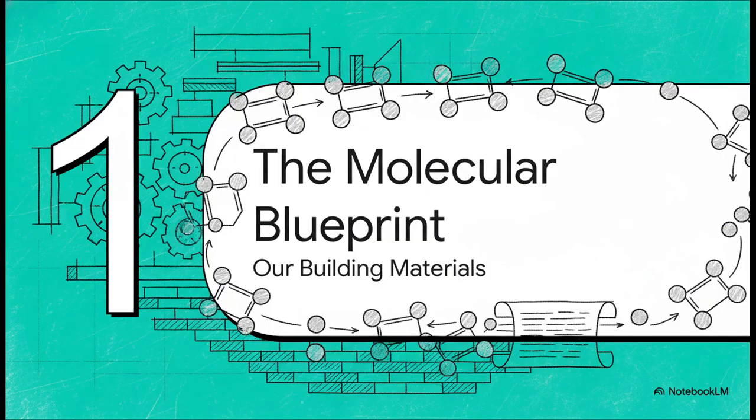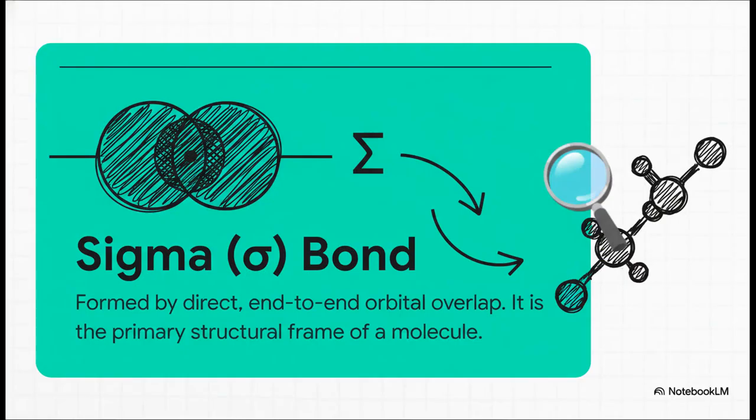To understand that, we kind of have to become molecular architects. And it turns out that all multiple bonds, I don't care if they're double or triple, are built from just two fundamental types of building materials. Okay, so building material number one is the sigma bond. You can think of this as the main structural frame of the molecule. It's the strongest link, and it's formed when orbitals overlap directly, head-on, right along the line connecting the two atoms. Every single covalent bond that exists, single, double, or triple, starts with one of these sigma bonds.